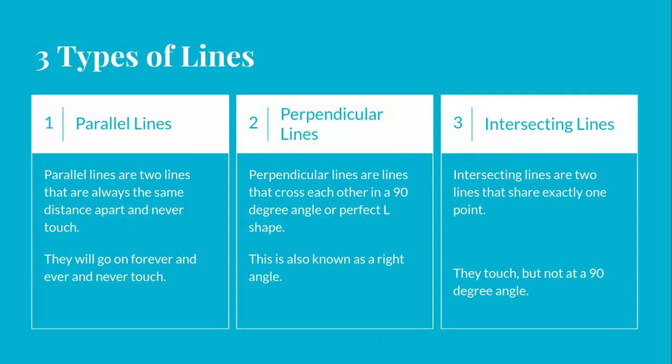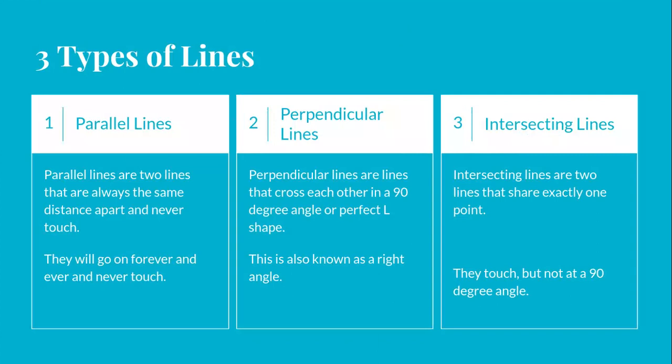And then the last one we're going to talk about, which is brand new to you guys, you heard a little bit about parallel lines, a little bit about perpendicular lines, but the last one you've never heard of, and this is intersecting lines. So intersecting lines are two lines that share one point. So basically, they're crossing each other at some point, except it's not making a perfect L. They're just running into each other and touching.